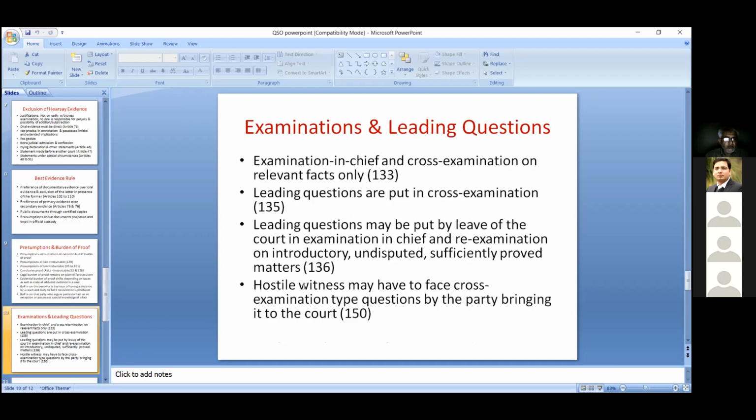Now coming to another concept, examinations. There are three kinds of examinations in the law of evidence.